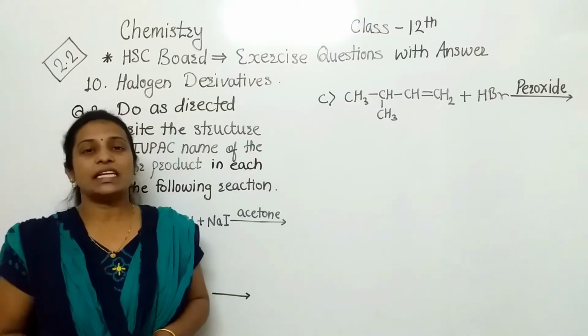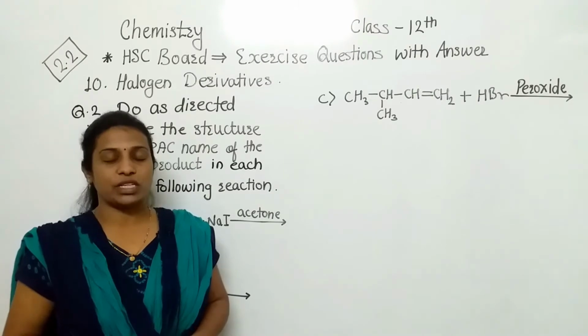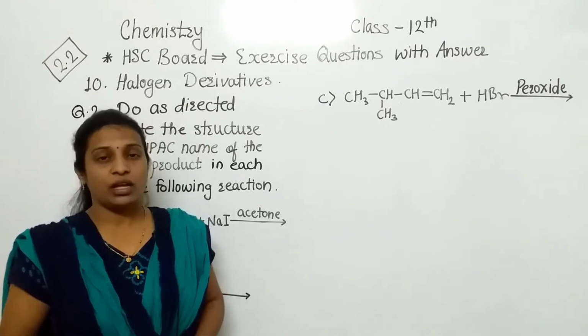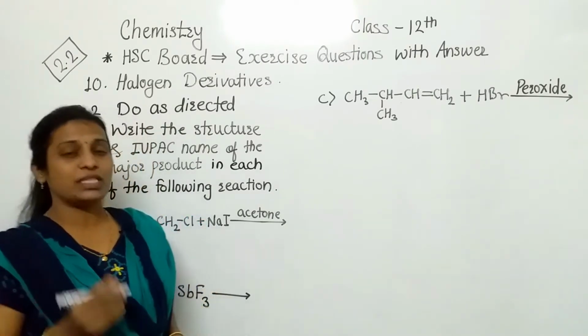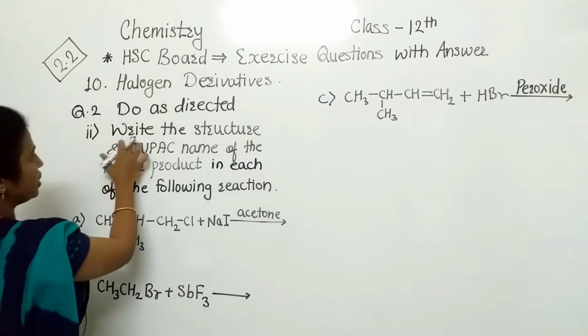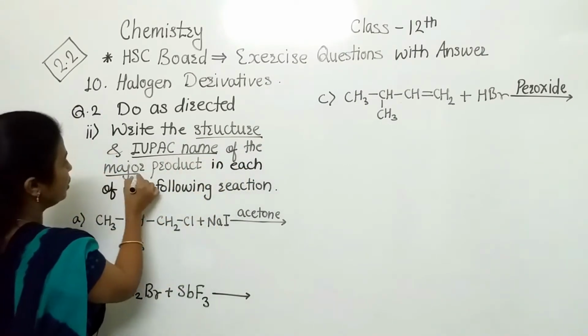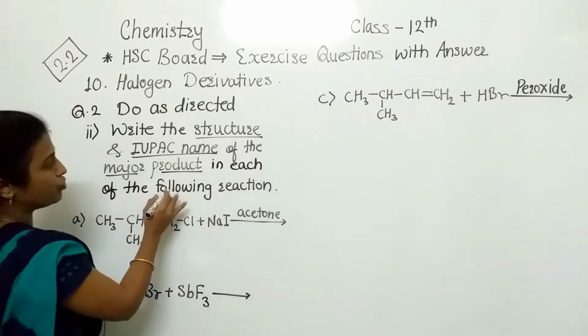Hello friends, in exercise question with solution, as we have started halogen derivatives, in that we have completed 2.1. Today we will discuss 2.2, means from that second question, second sub question. So that question is write the structure and IUPAC name of the major product in each of the following reaction.